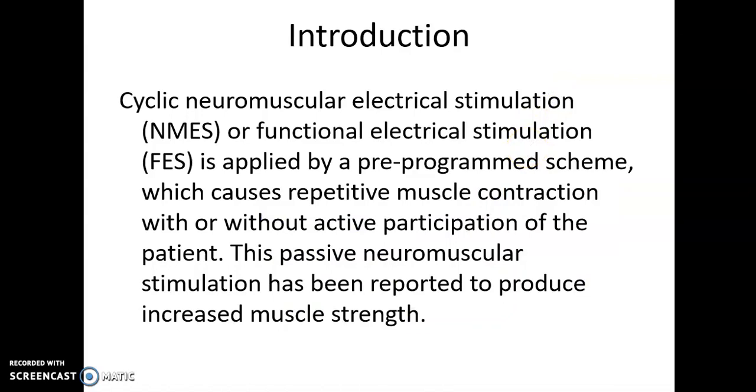So we can say, as an introduction, cyclical neuromuscular electrical stimulation, commonly called NMES, or functional electrical stimulation, is applied by a pre-programmed scheme which causes repetitive muscle contraction with or without the active participation of the patient. When you make it functional, it is most of the time with the active participation of the patient, except in cases where we use it as a neuroprosthesis.